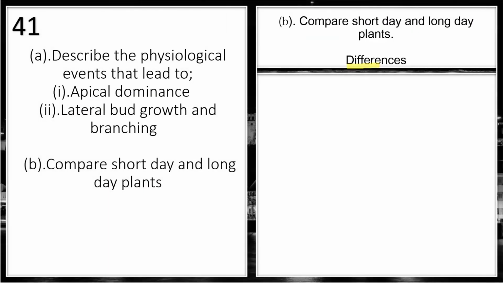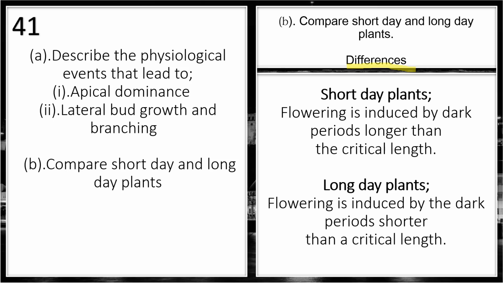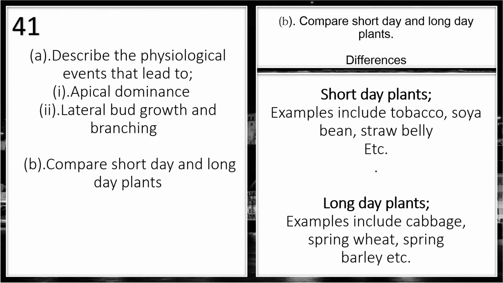Let's now look at the differences. In short day plants, flowering is induced by dark periods longer than the critical length. In long day plants, flowering is induced by dark periods shorter than the critical length.